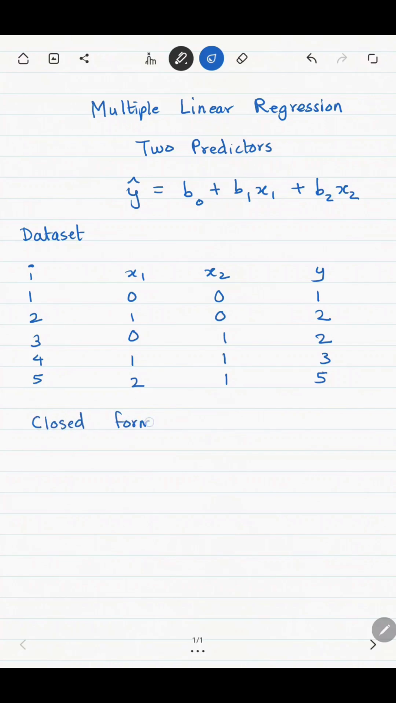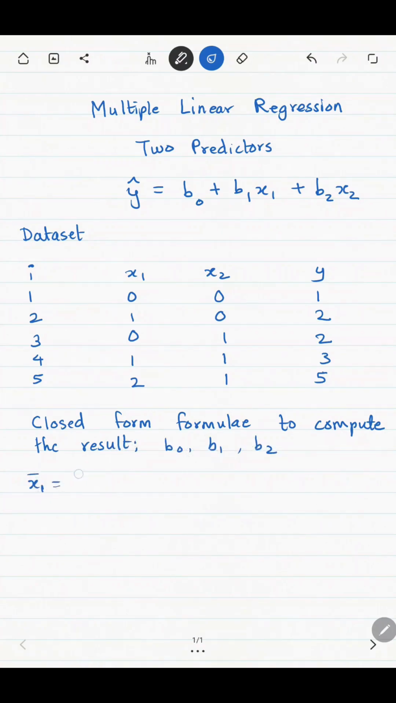Now we'll compute the result using closed form formulae. So for that, first we'll need the means. So the mean of the feature x1 hat is equal to 1 upon n summation x1. Similarly, we'll calculate the mean of the feature x2, and we'll calculate the mean of y, the output variable.